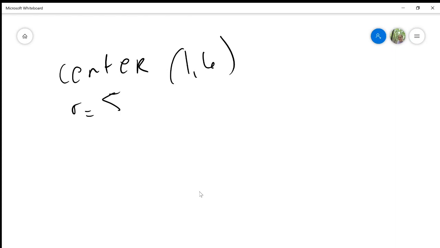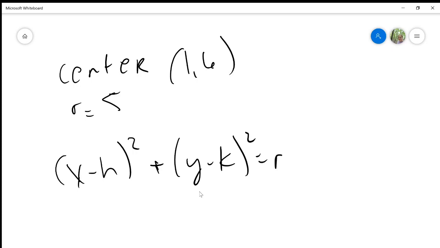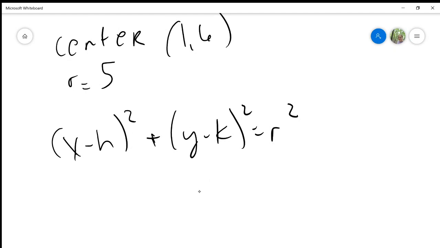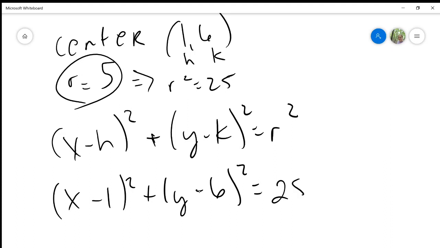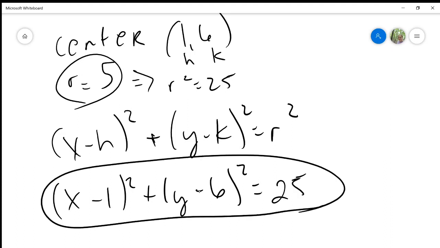Okay, we need to remember that the equation I'm working with is (x − h)² + (y − k)² = r². Well, we already have most of these numbers. We just need to pop them into their respective places and we will have our standard form. And so we know the center is (h, k), and so I'm going to have (x − 1)² + (y − 6)². And in this case, if r is just 5, then that means that r² must be 25. And so here is my answer. And so this is the standard form.